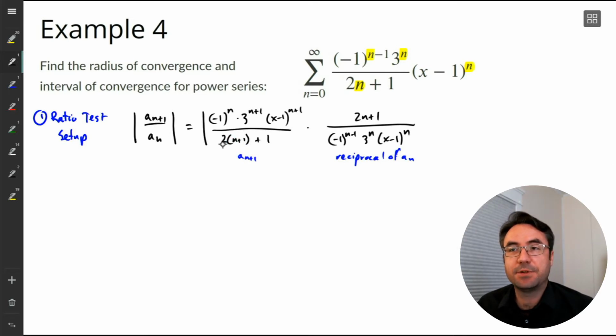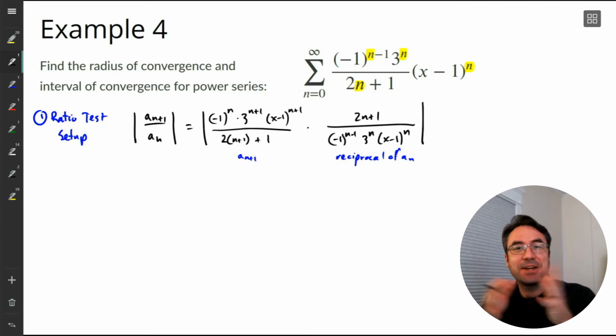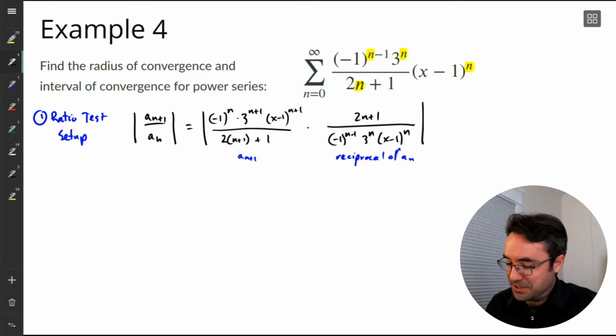And remember, we're going to have to distribute that 2. It's going to multiply everything here in this n plus 1. All right, so there we go. Now comes the fun part. We get to match things up and simplify, cancel. So let's do that.